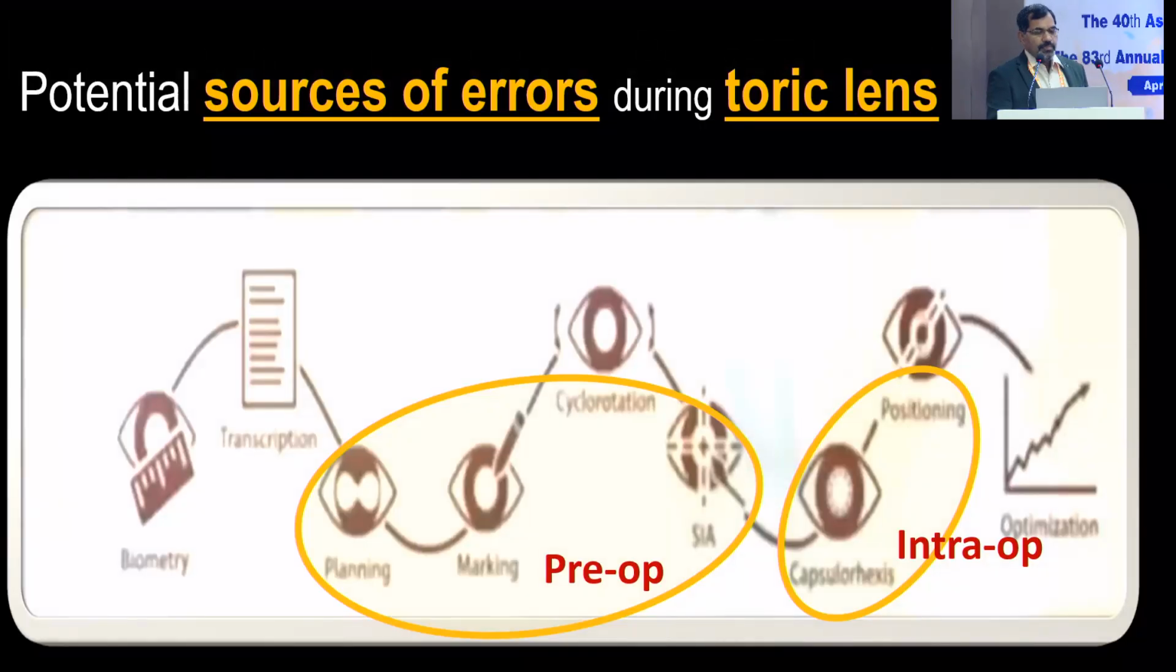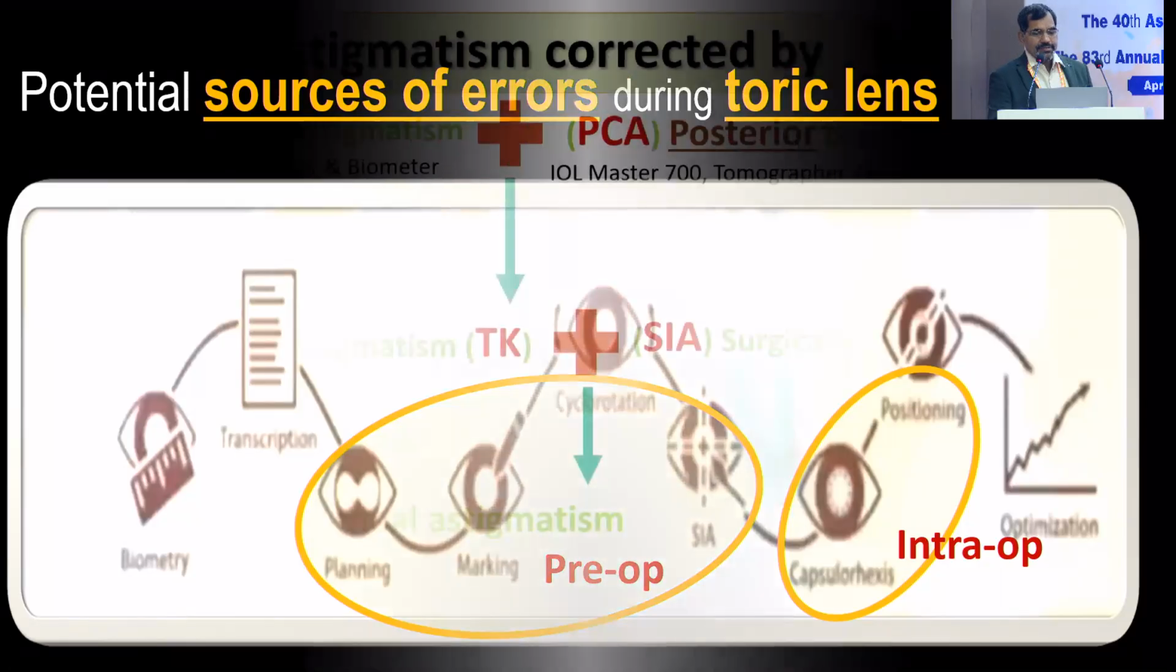These are the potential sources of error during toric lens implantation other than non-toric IOL implantation. So we will deal with the preoperative marking, how we can prevent the cyclotorsion error, how we will deal with the SIA, and intraoperatively, how we can prevent the rotation of the toric lens.